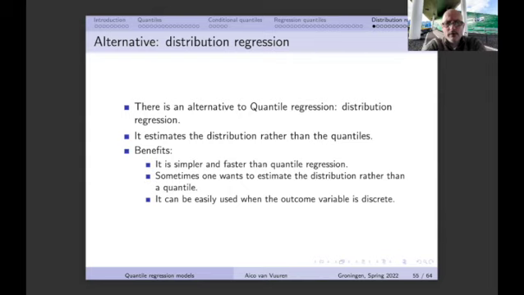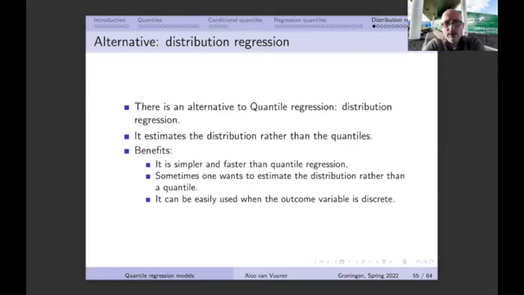But before I do that, I would want to say something about the benefits and drawbacks with respect to quantile and distribution regression. At the moment that we look at these two methods, you might get the impression that maybe one of the methods is better than the other. That's not completely true. In some situations quantile regression could be the better method to use. However, in other situations it could be the other way around. It could be better to use distribution regression rather than quantile regression.